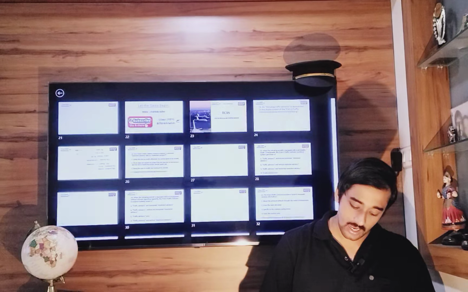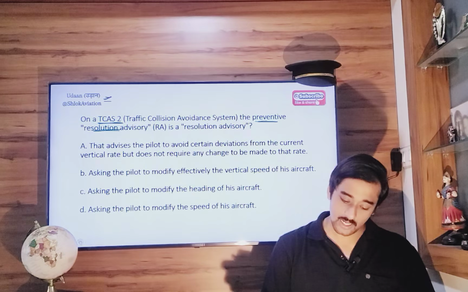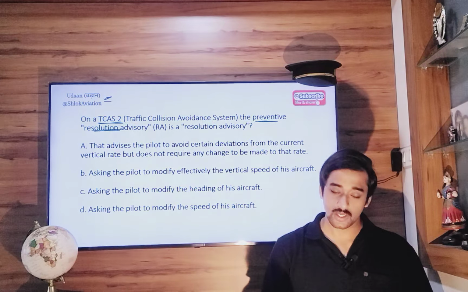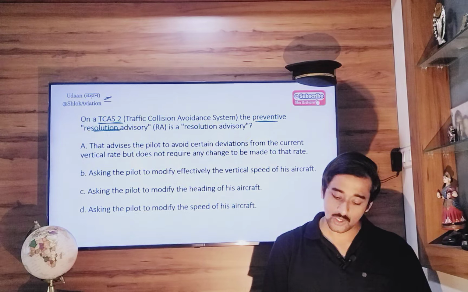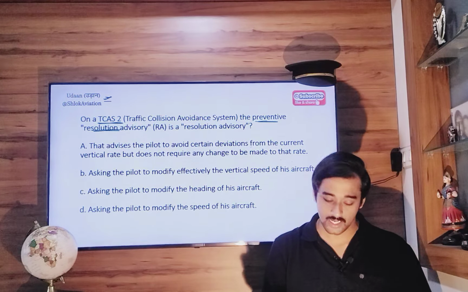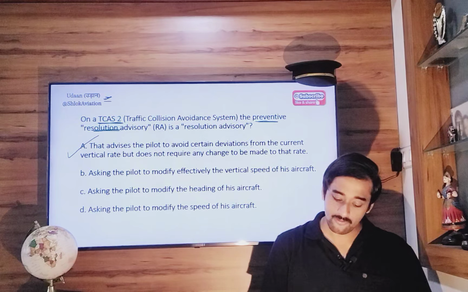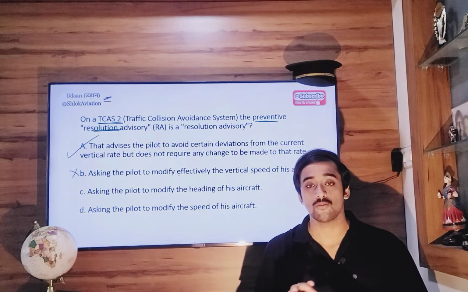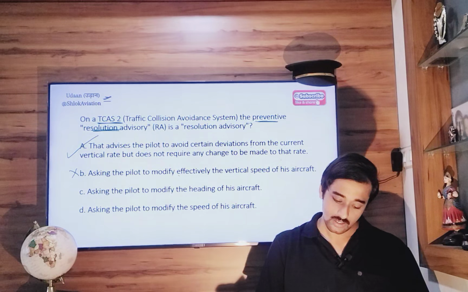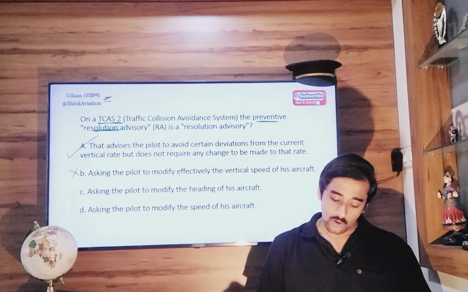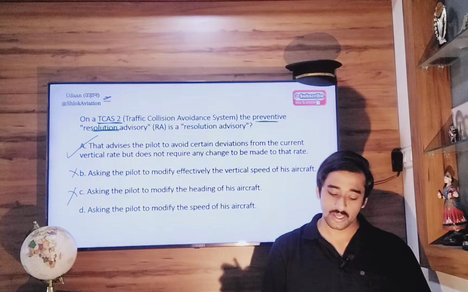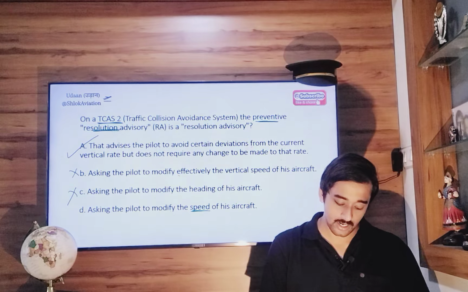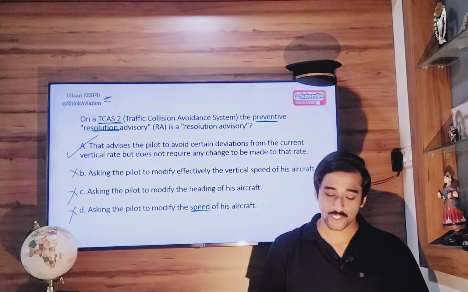So now here the question is about a preventative resolution advisory. That advises the pilot to avoid certain deviations from the current vertical speed, yes, but does not require any change to be made to that. That is right. Asking the pilot to modify their vertical speed, no. This is the demand of a corrective resolution advisory, in which you have to modify, you have to change. Next, asking the pilot to modify the heading of his aircraft, no. We do not get any resolution advisory in the horizontal plane. Asking the pilot to modify the speed of his aircraft, no. So option alpha is the right option.